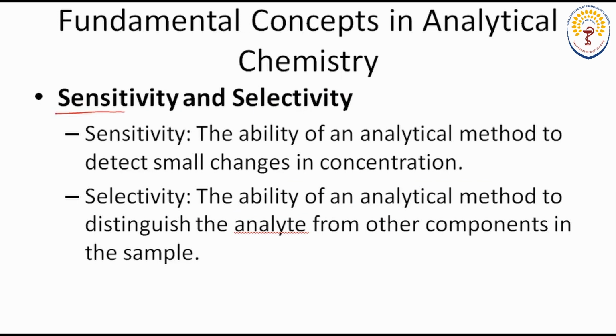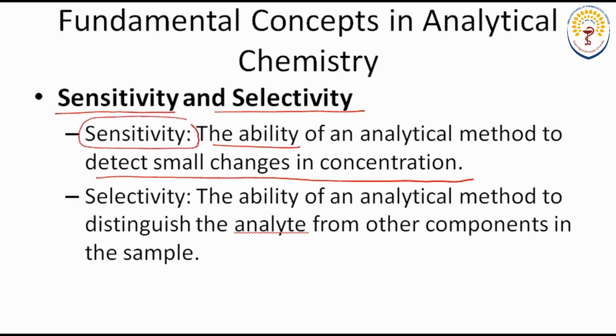Now, the next term is sensitivity and selectivity. Sensitivity is the ability to detect small changes in concentration. This term sensitivity we use either for an experiment or for an instrument. We say that this experiment is extremely sensitive, or this instrument is extremely sensitive. When we say that it is sensitive, it simply means that it is capable of detecting very small changes.